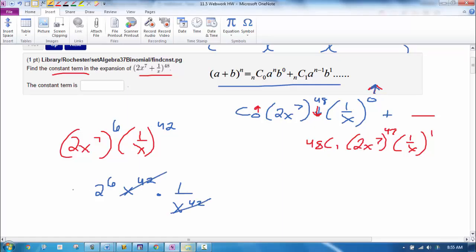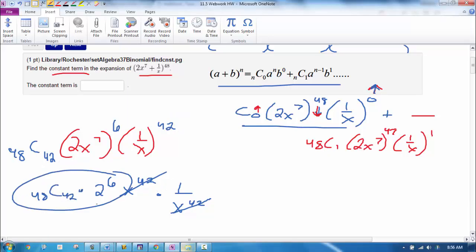But I also still have the 48C6 out front here, or actually I could do 48C42. Like I said, it's symmetric, but following this theorem, this starts off at 0 and goes up. So this number always matches this number. So to finish this, I need this number, 48C42, which is going to be a really big number, times 2 to the 6th. That's my number that's out front after the variables cancel. So that's the constant I'm going to have to do in the calculator.